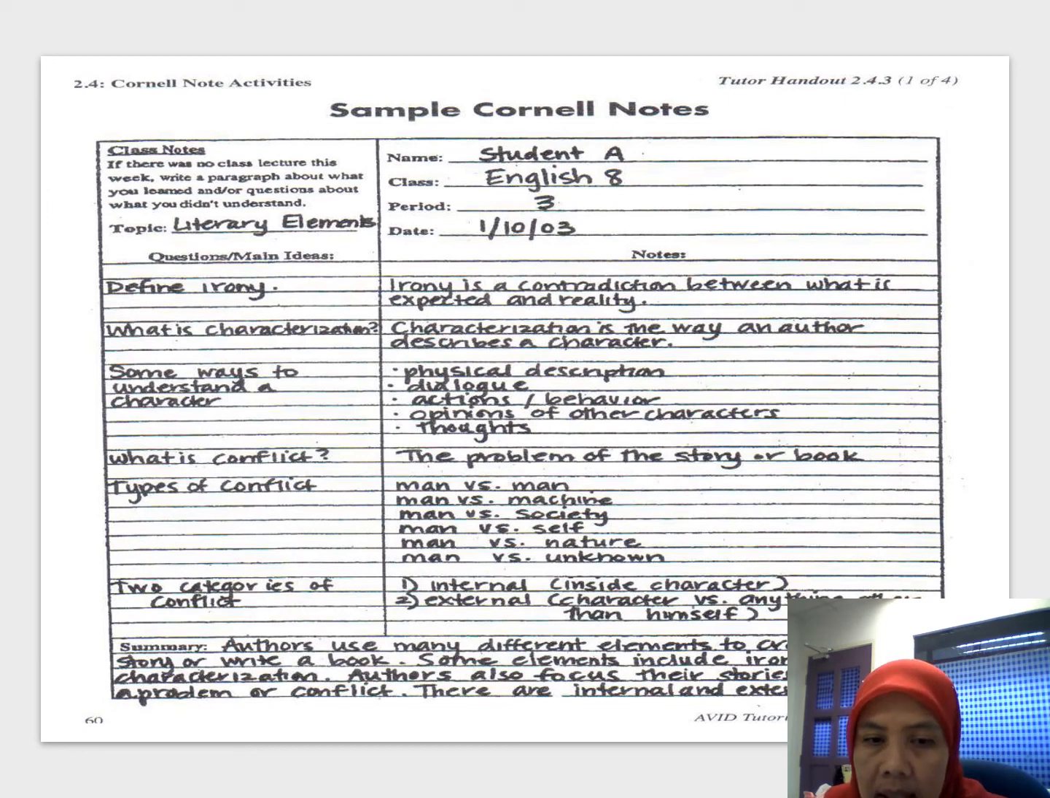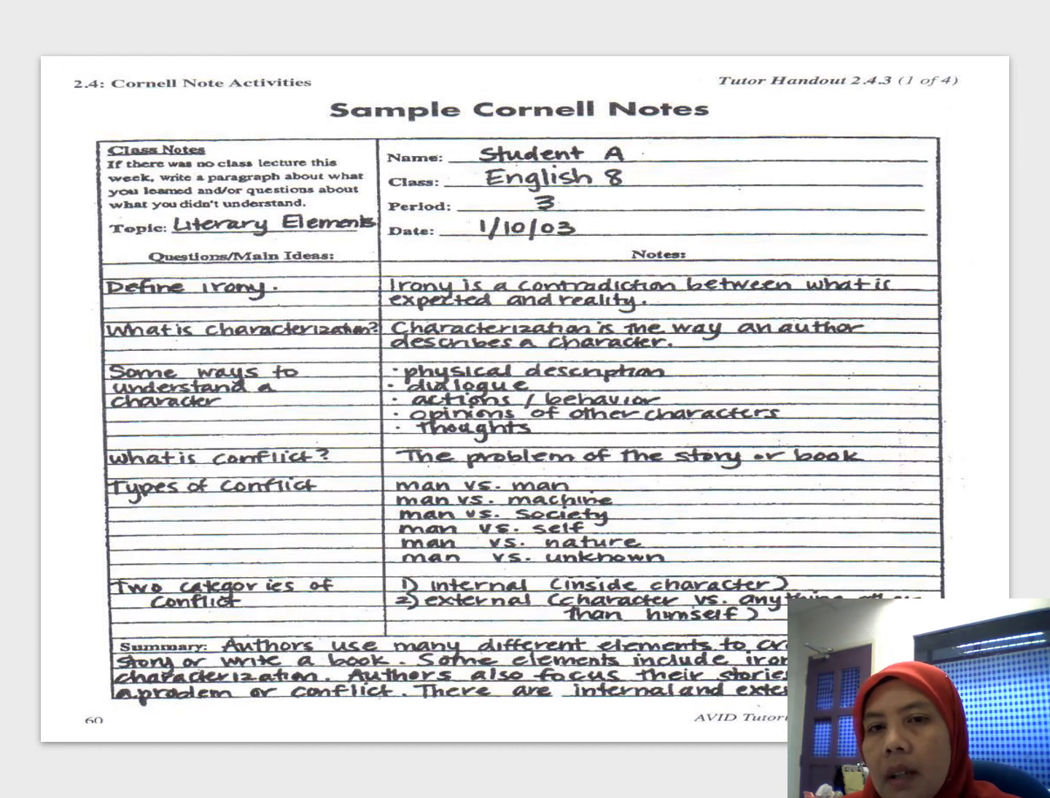And the one below is the summary. Authors use many different elements. The summary is somewhat like a conclusion: what you can conclude from these notes, this topic, or this information. So you can make the overall conclusion. That's why they write that authors use many different elements to tell a story or write a book. In the notes they analyze the characteristics and how authors use the method. So they summarize in section 3, at the bottom of the notes, the summary part.